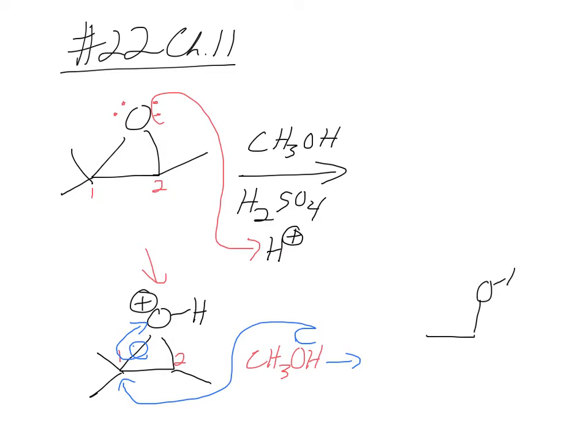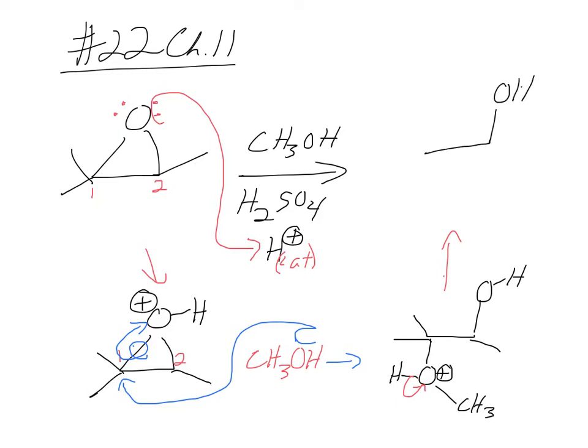This is a trans addition. Alright, CH3 is still there. The H plus is actually a catalyst, even though they don't tell you that. It is a catalyst. So the final step is these electrons and this hydrogen going back to the oxygen, which gets us to our final product where the new ether is formed.